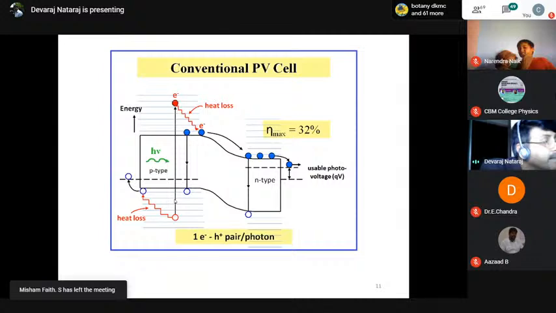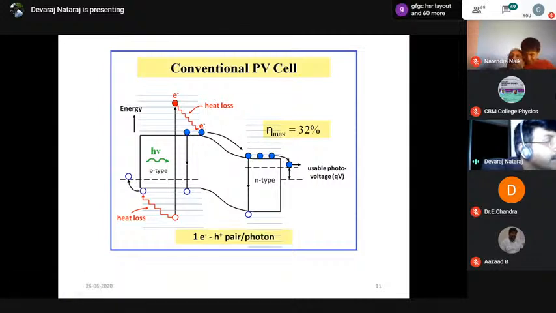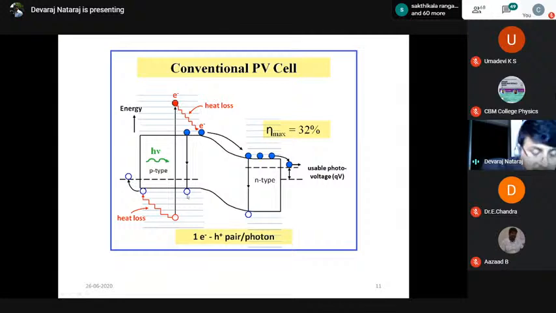This is a potential which helps to drift the electron from the junction. If there is no such potential, then the electron and the hole will recombine. So you won't get any photocurrent. So you always need a junction to get a photocurrent.